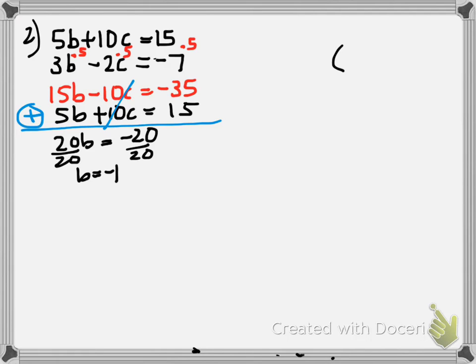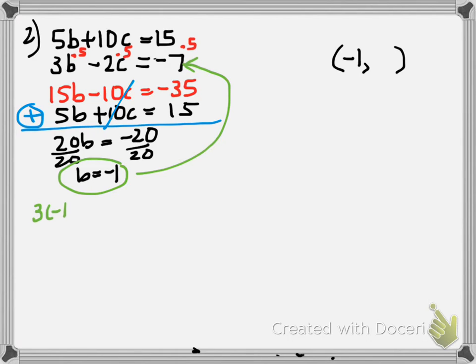So let's see, b and c, alphabetically b comes first, so it's taking the x spot. So now I'm going to plug this back into either original equation, and I'm going to be solving for the c. And it really doesn't matter which equation I plug into. I'm going to plug it into the second one because the numbers are smaller. So that's my only reasoning for it.